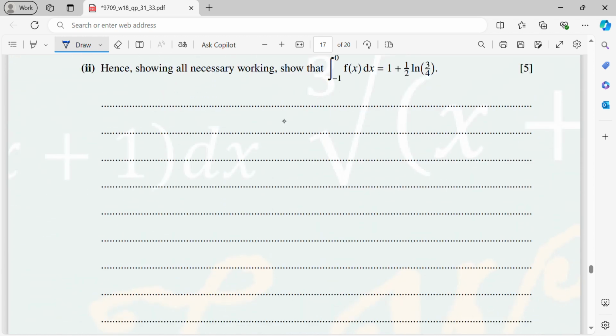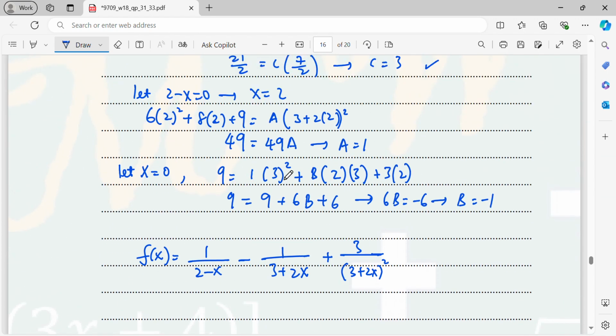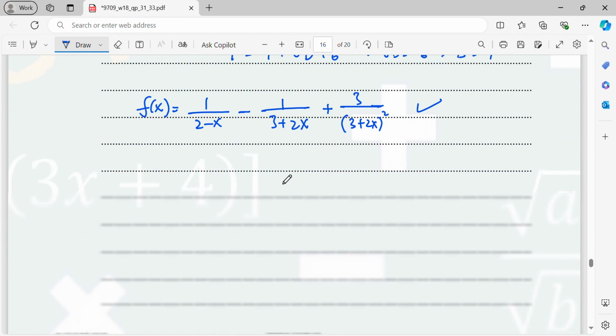Okay, next, hence. Hence means use the previous answer, showing all necessary working, show that the integration equals these two terms. So now, integrate from minus 1 to 0, f(x) dx. This is the same as integrating from minus 1 to 0, so copy down all the f(x) that we have found just now.